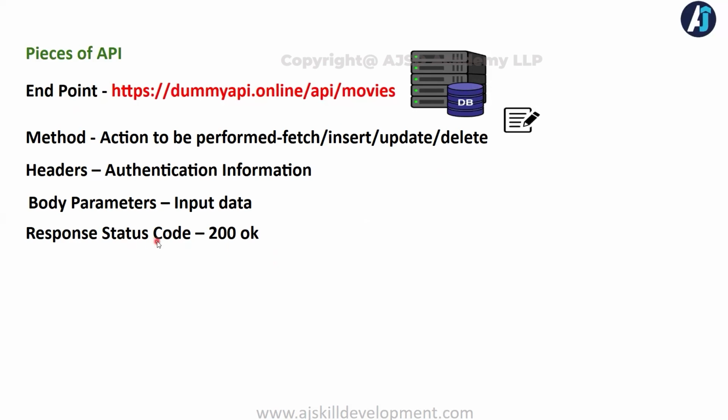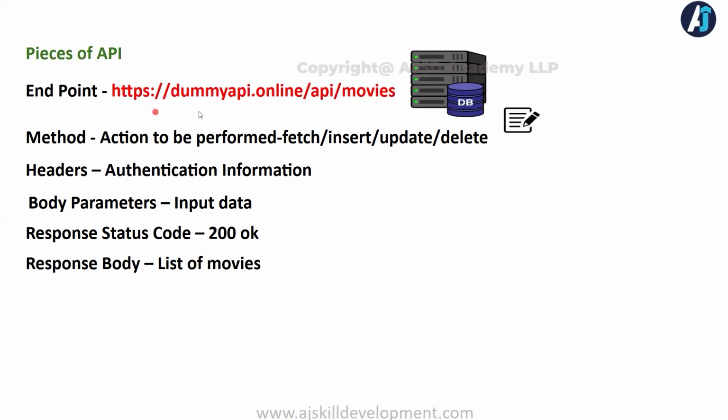If you receive a response status code called 200 OK, it means that the method you performed on the web service was successfully done. Now, the response is 200 OK. Suppose your endpoint wants to send data back, for example, you are trying to fetch a list of movies. When you are trying to fetch a list of movies, then your web service will hand you back the list of movies, right?